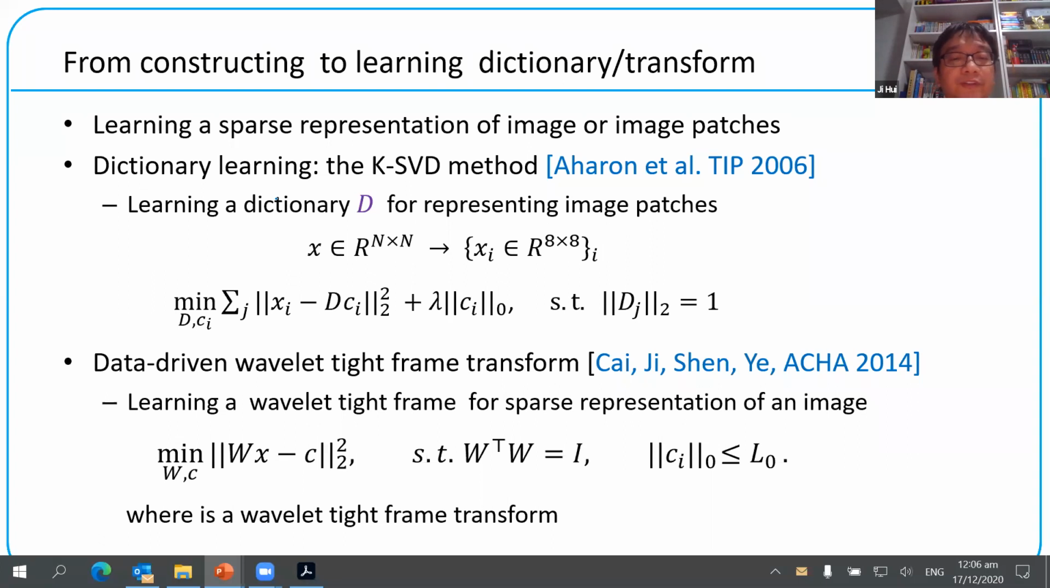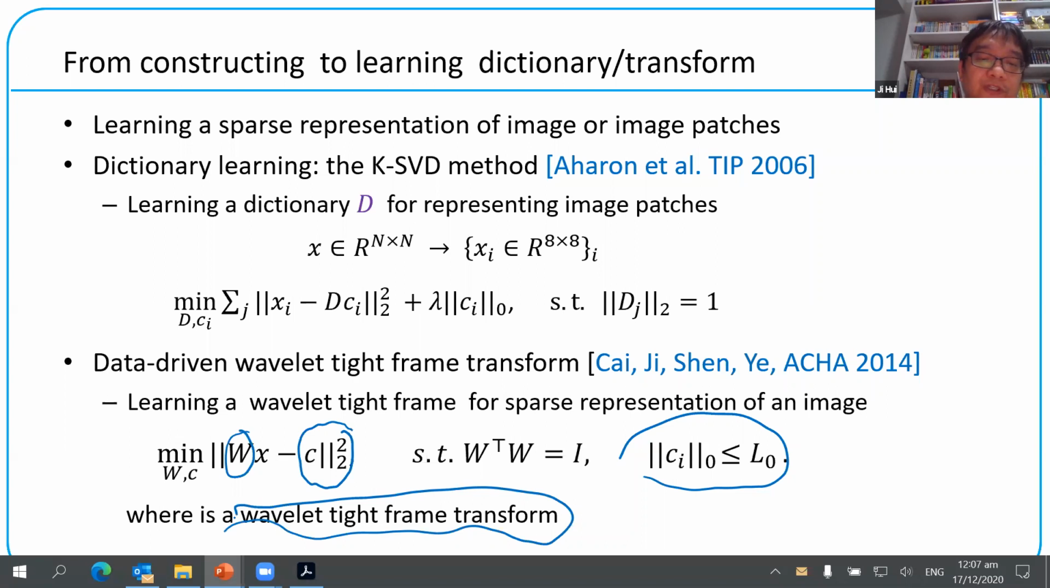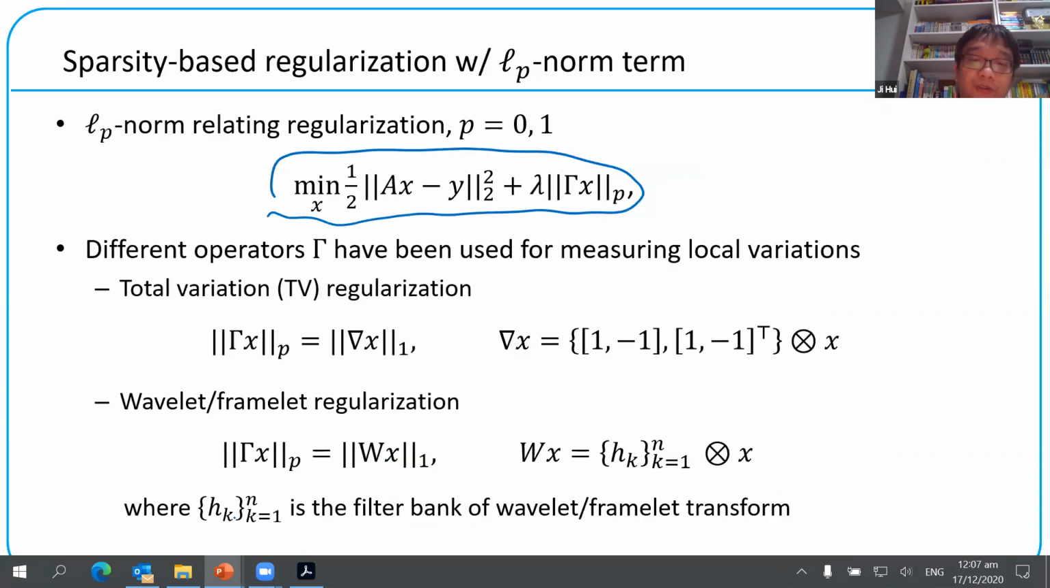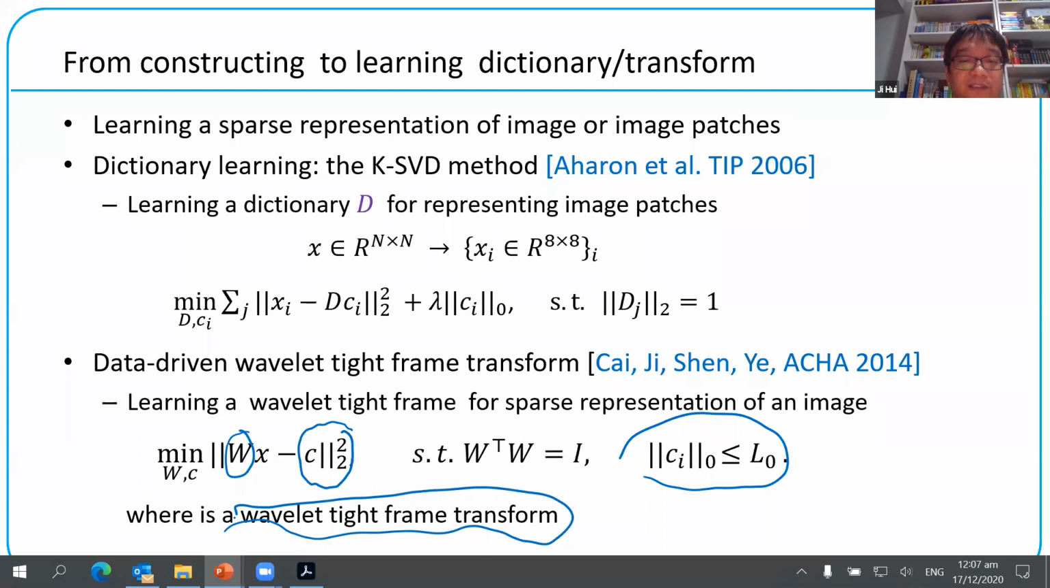Another one is that you learn the transform directly, the so-called data-driven wavelet tight frame transform, which we did like 6 years ago. The idea is that you directly learn a wavelet transform so that the corresponding coefficient is sparse. You constrain its L0 norm. Here W is an operator which represents a wavelet tight frame transform. So you learn the transform so that under this transform, the image will be sparse. Then you can go back to using these regularizations, which are built on the concept of sparsity.